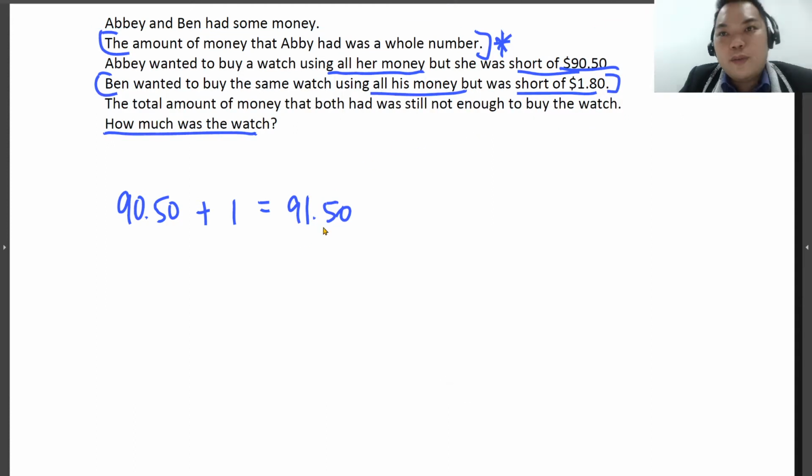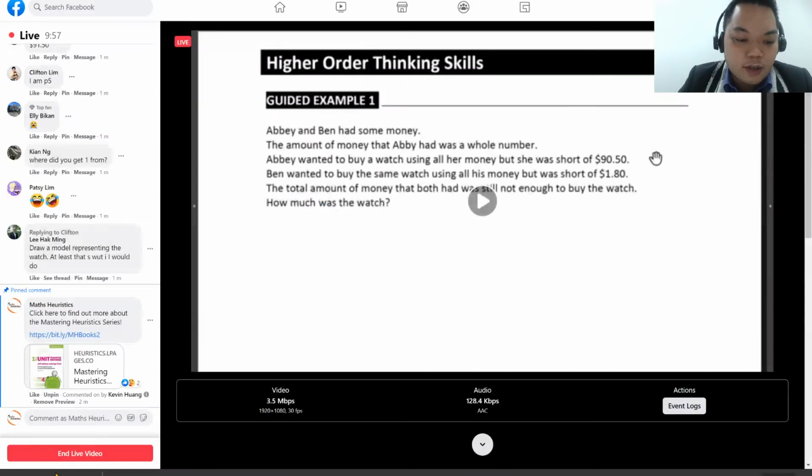Okay, so do you all know how you get the $1 from? So this is where I'll go into detailed explanation on how the answer is derived. Is it obvious for you? Draw a model representing the watch. Okay, Li Hak-ming, yeah, okay, that's good.